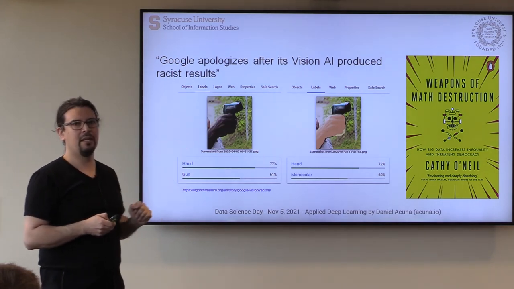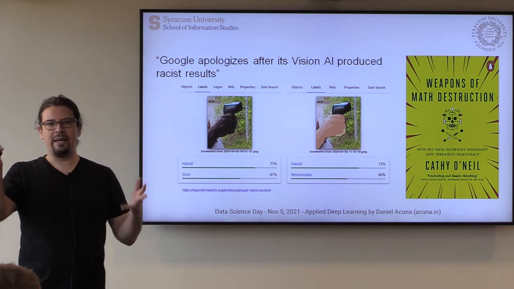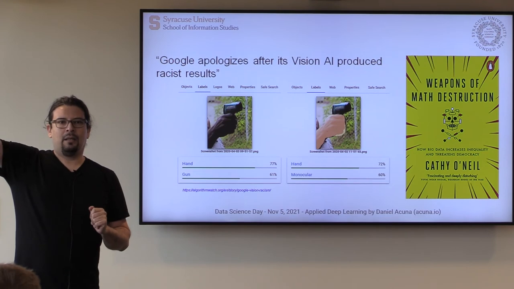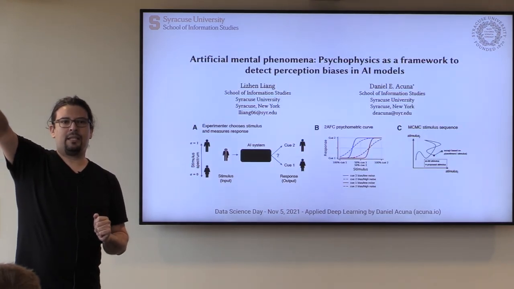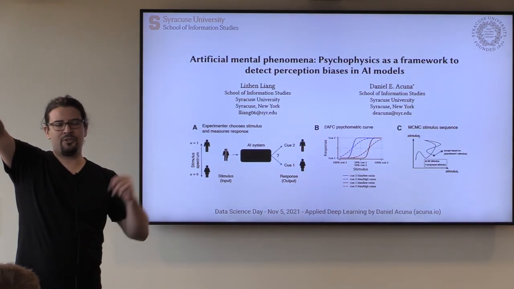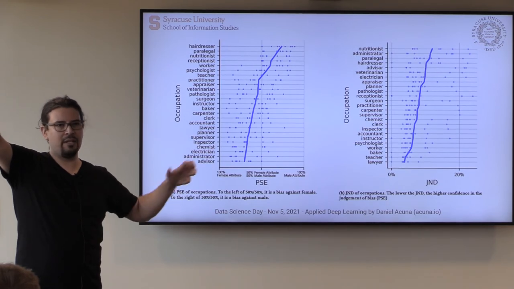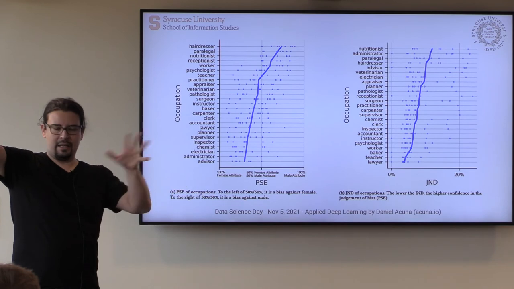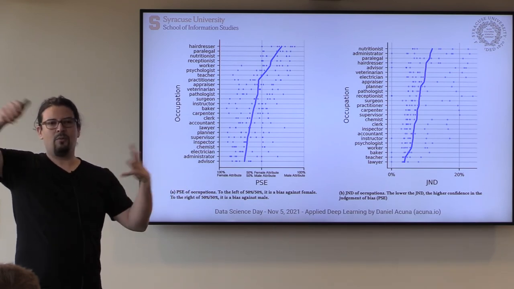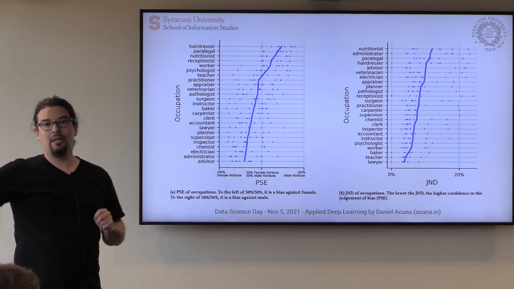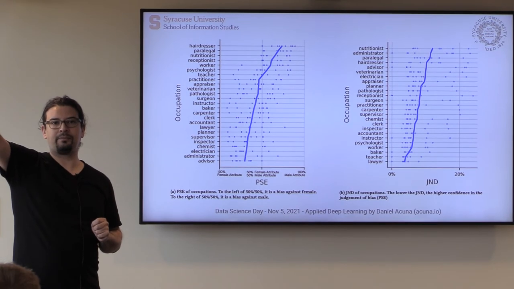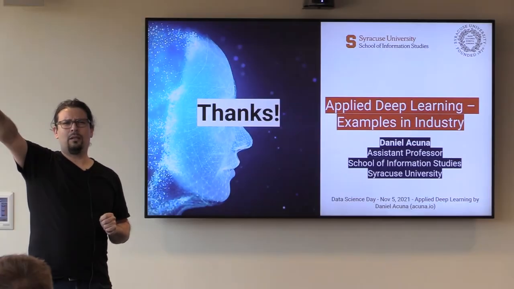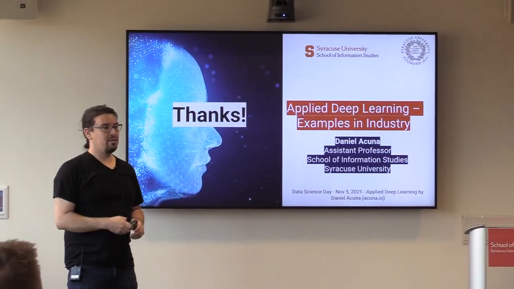So I highly recommend this book that goes through many of these examples. Okay, and with that, I will finish. We have research in our own lab where we have similar things, where some text techniques are biased against women and against minorities. So we have to be, in general, careful about applying deep learning. Okay, so with that, I'll finish. Thank you very much.